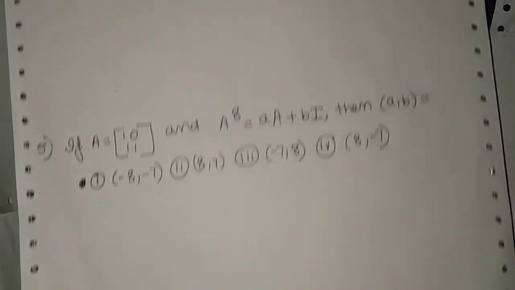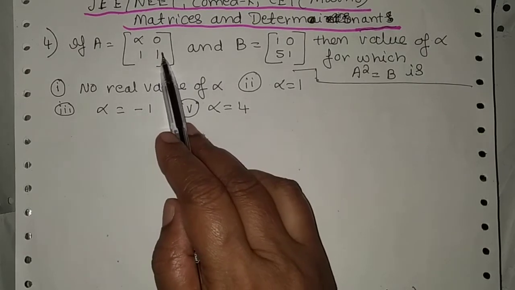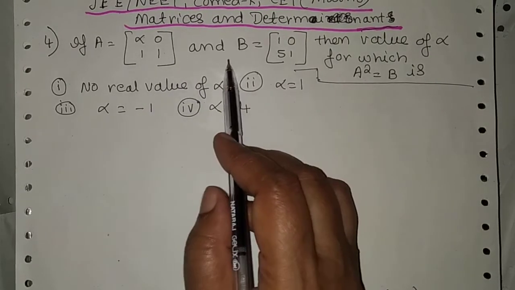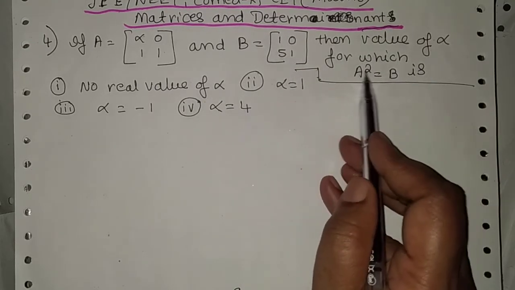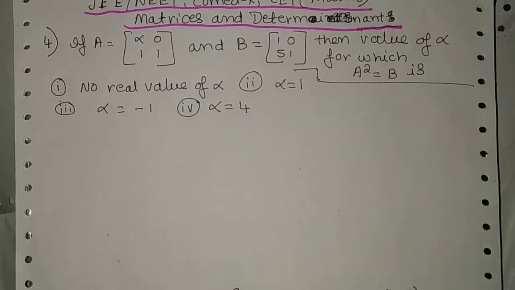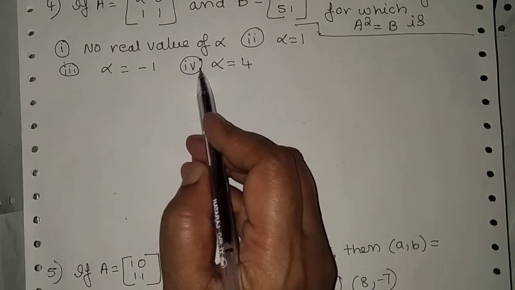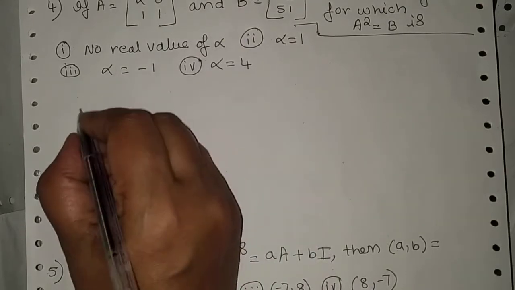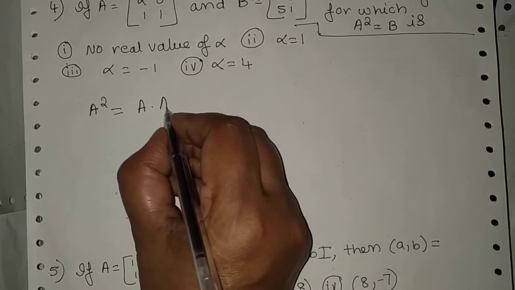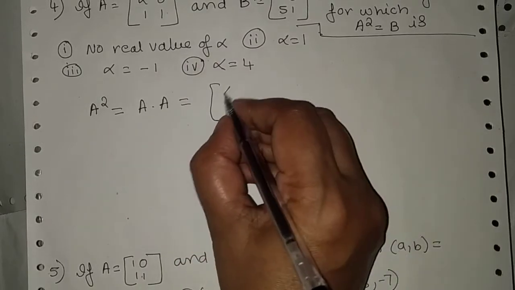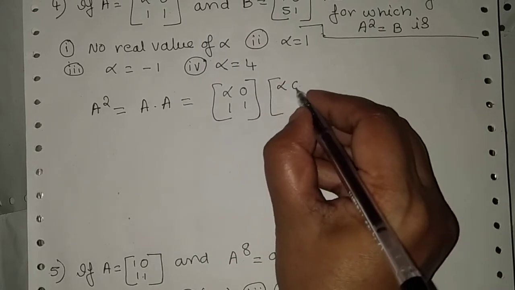So fourth problem is, if a 2 cross 2 matrix A is given as alpha 0 1 1 and another matrix B is given as 1 0 5 1, then the value of alpha for which A square is equal to B is. So we'll try out this problem. So which is the option correct, we have to find out. So for this, first we have to take the matrix A. A square will take, what is A square? A into A, which is equal to, take alpha 0 1 1 into alpha 0 1 1.